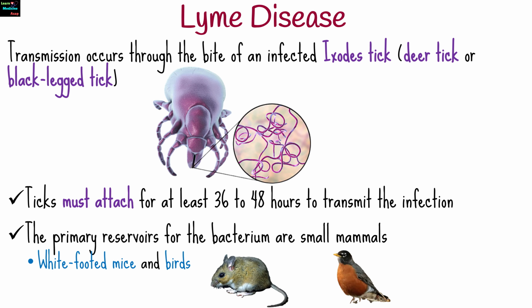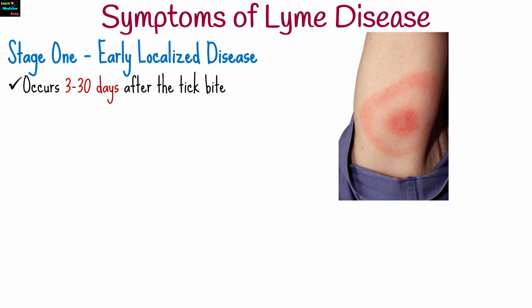The primary reservoirs for the bacterium are small mammals, especially white-footed mice, as well as birds. Humans are incidental hosts and do not contribute to the life cycle of the bacterium. Lyme disease progresses through 3 clinical stages.